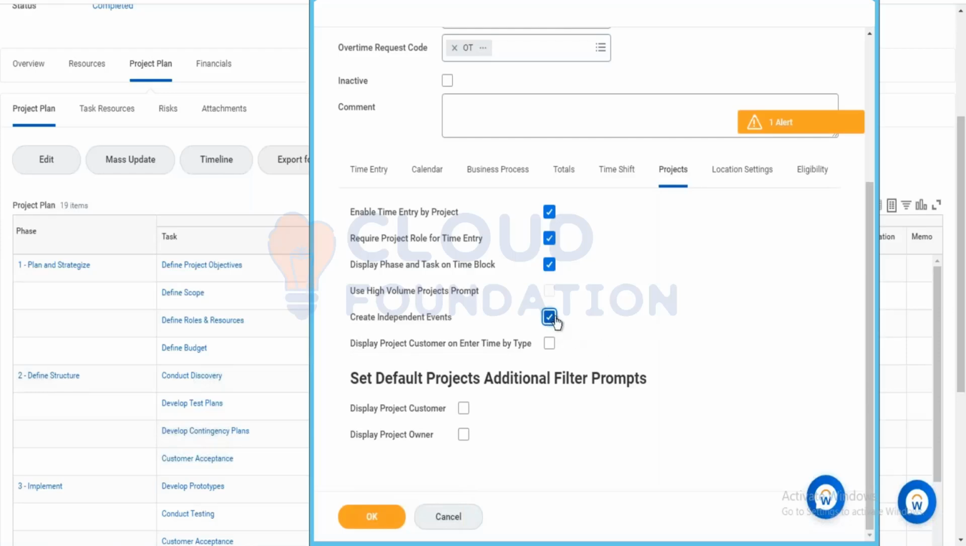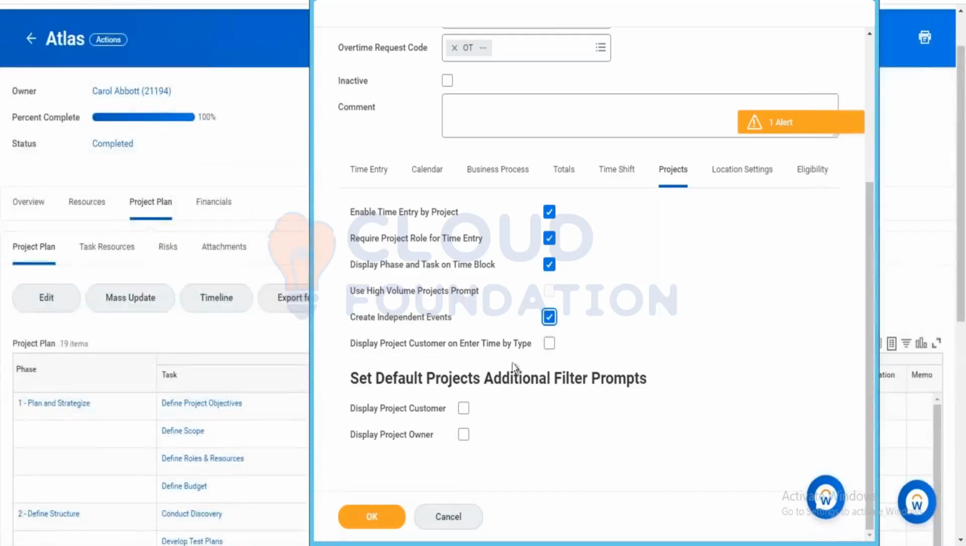If you enable this checkbox, display project customer for entry time by type. If you want to display the customer for which the project is being used, then you need to enable that. If the customer is looking for how many hours the person has used for the Workday ecosystem, then you need to enable that. If you want to display who the project owner is here, Carol Abbott, then you need to enable this.